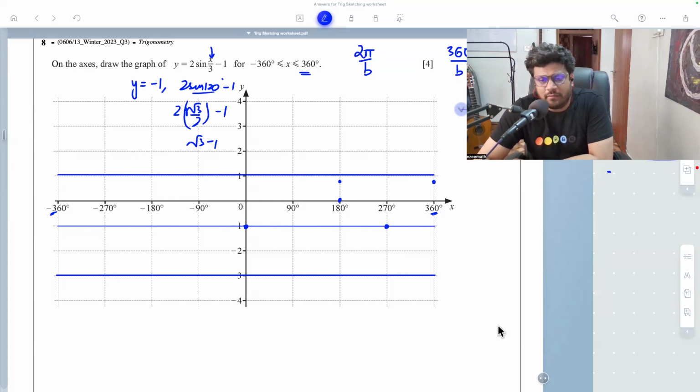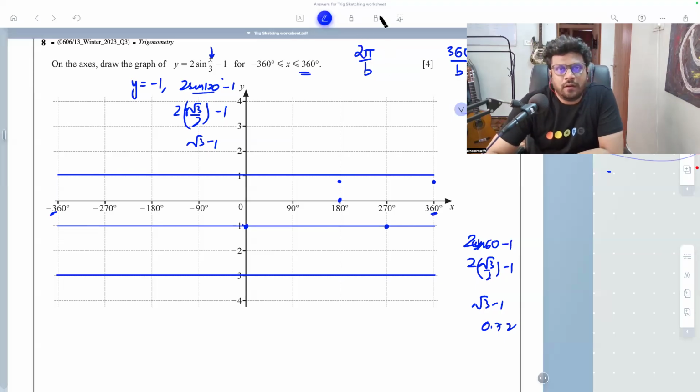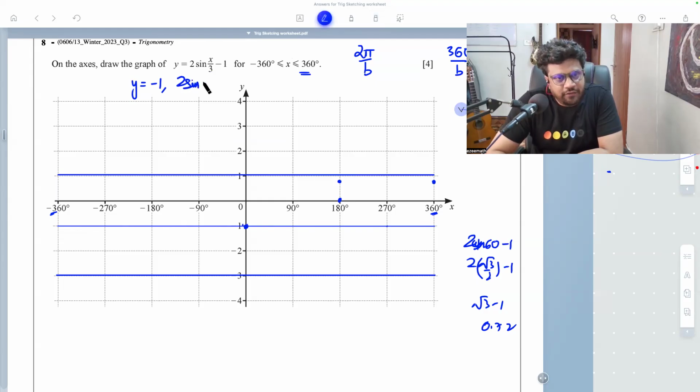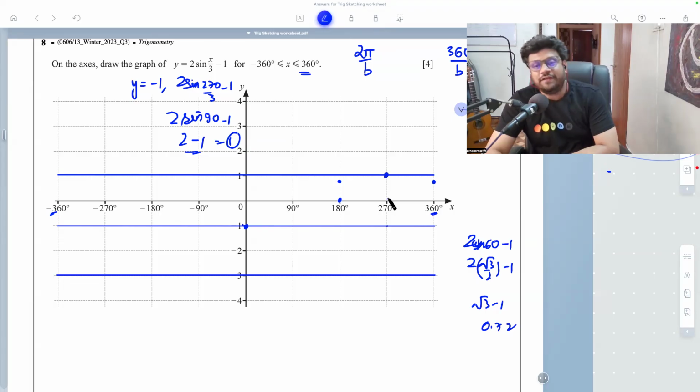Wait, hold on. I think I have obtained the values wrong. Just a second. Okay, so I think we got this thing wrong at 270. So we're going to correct it quickly. You go 2 sine of 270 by 3 minus 1. That's 2 sine of 90 minus 1. That's 2 minus 1. It's actually 1. So at 270, you're somewhere here. Well, that roughly gives you the idea.